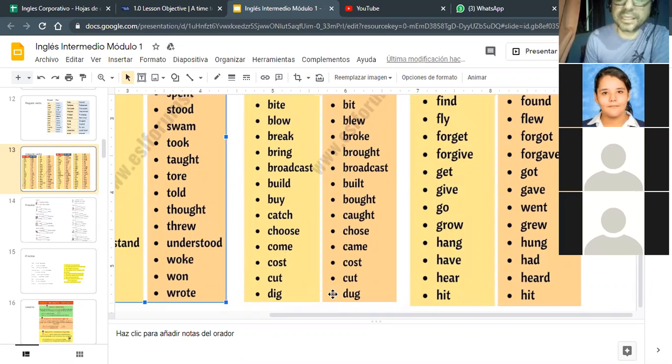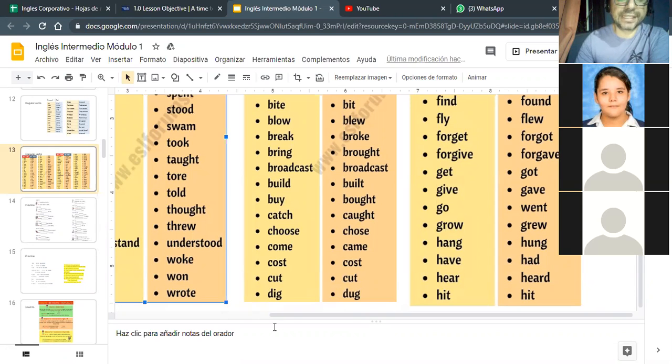Okay, Flora, I guess is not here by now, but Lorena, could you please help me with found? I found my earring yesterday. Okay, good. I found my earring. Fly is also very easy. Flew is going to be for Marilyn. The parrot flew. Good example, liked it.